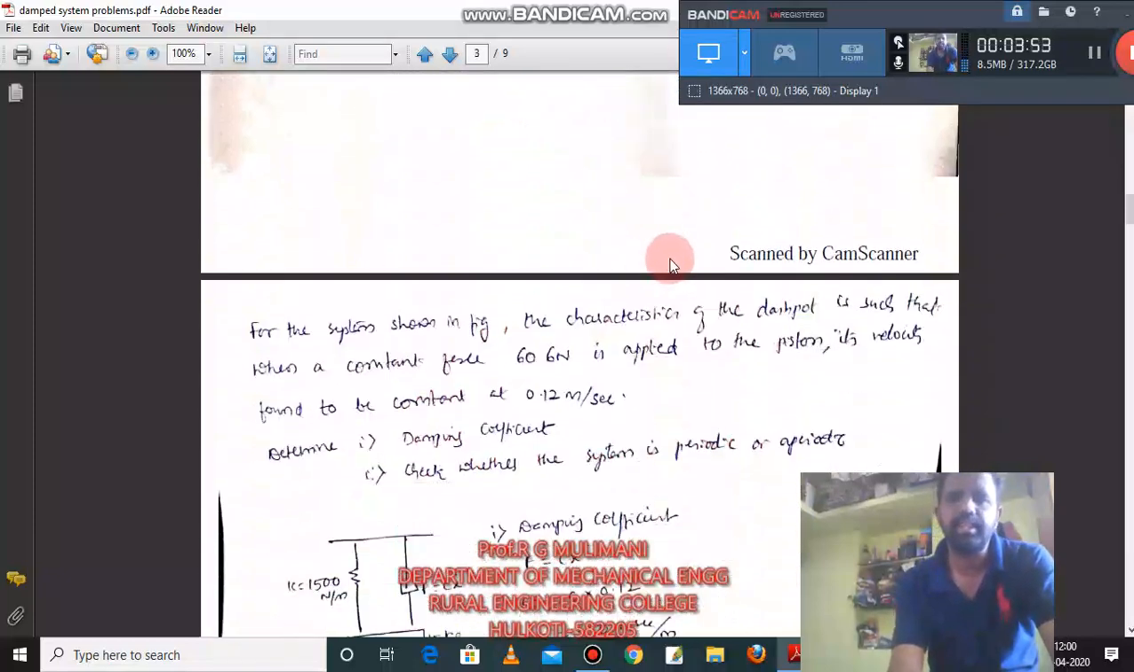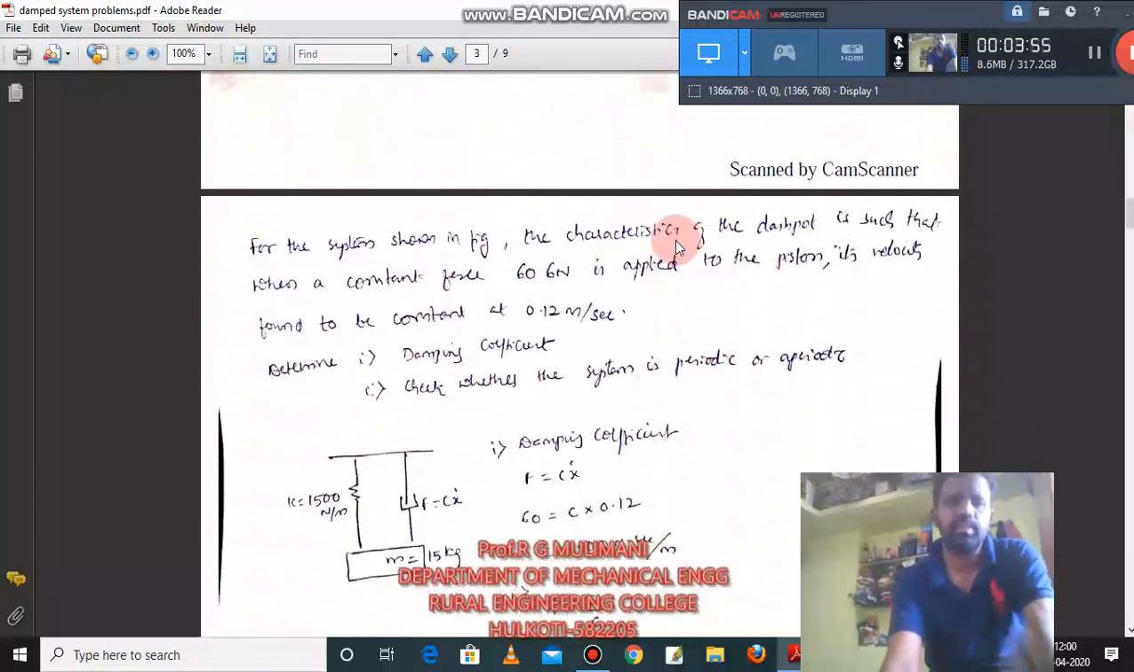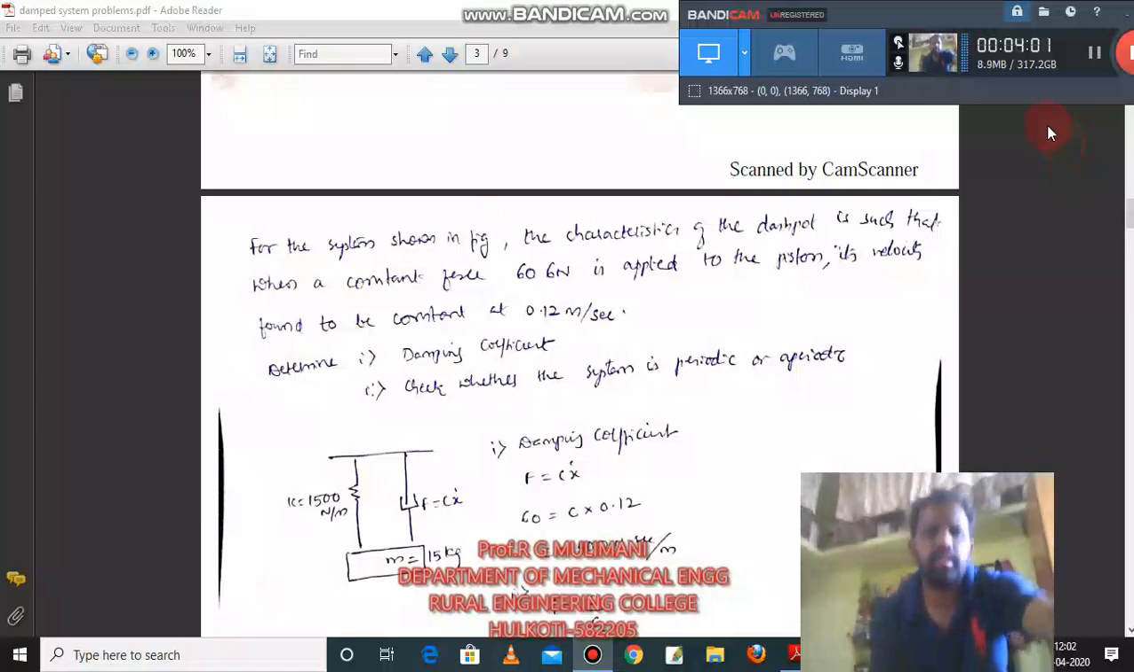Okay, let us solve the first problem. Read this problem. For the system shown in the figure, the characteristics of the dashpot, meaning the damper, are such that when a constant force of 60 Newton is applied to the piston, its velocity is found to be constant at 0.12 meter per second.